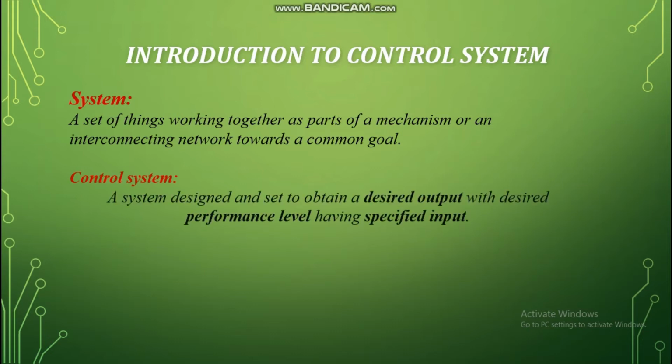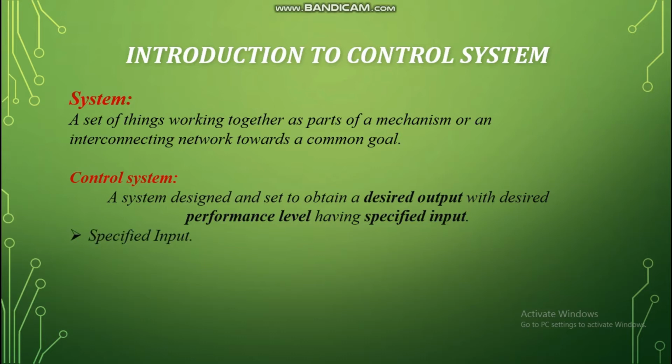Then moving to the control system. A control system is a system designed and set to obtain a desired output with desired performance level having specified input. So basically it is a system, a set of things that is specifically designed and set to obtain a desired output by providing a specified input.